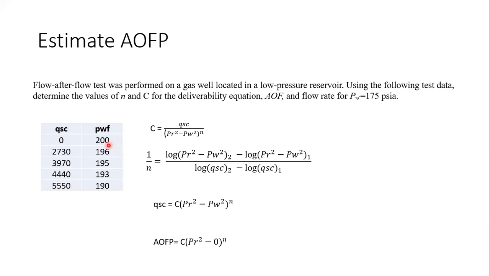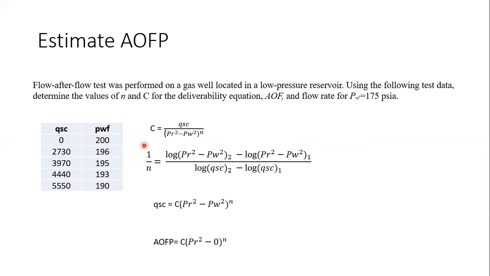If PR square minus PWF square is equal to 0, then there is no production. Why? Because both values are the same. When there is no pressure difference, there won't be any production. So PWF is equal to PR when QSC is equal to 0. That means this is the value of reservoir pressure. So 200 is the value for reservoir pressure.